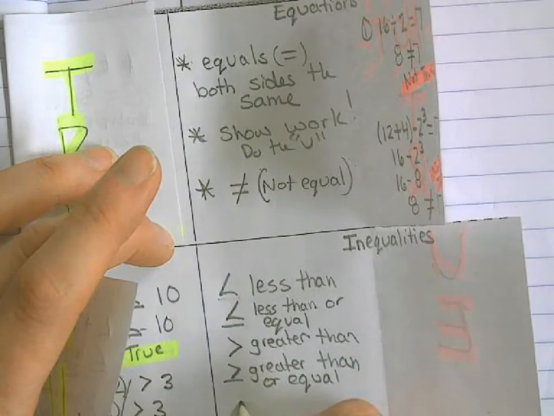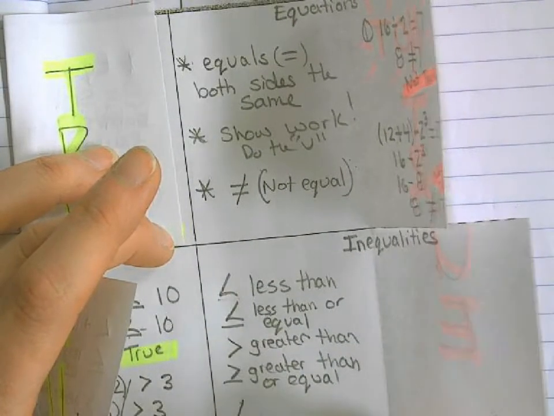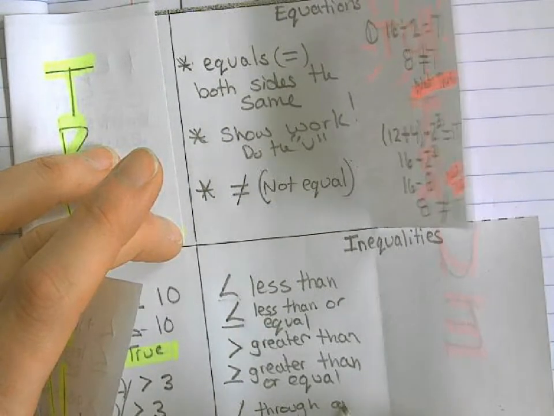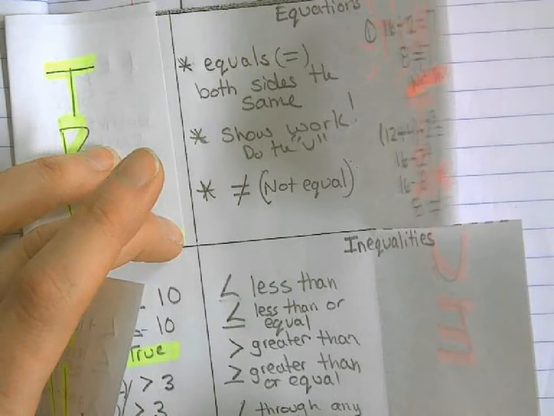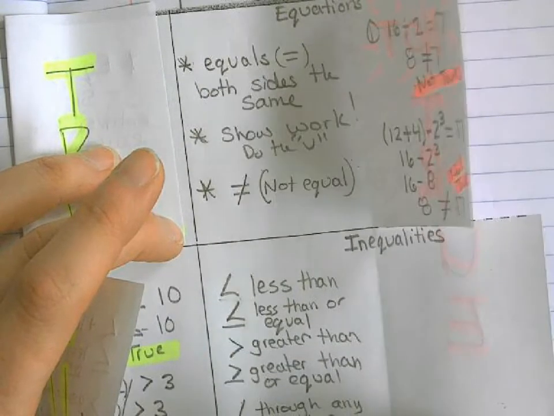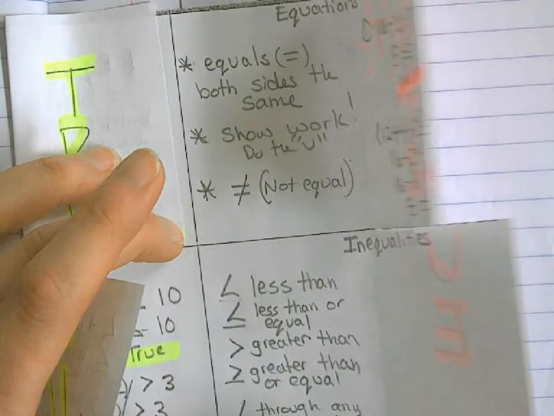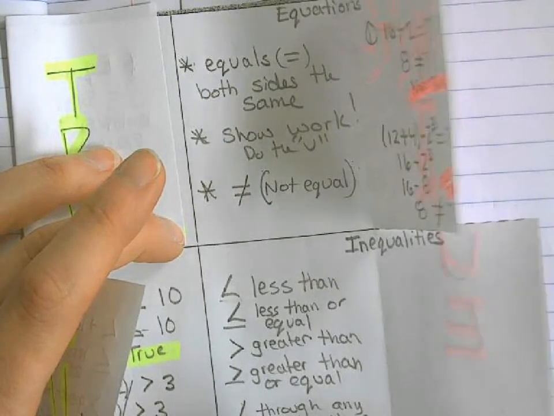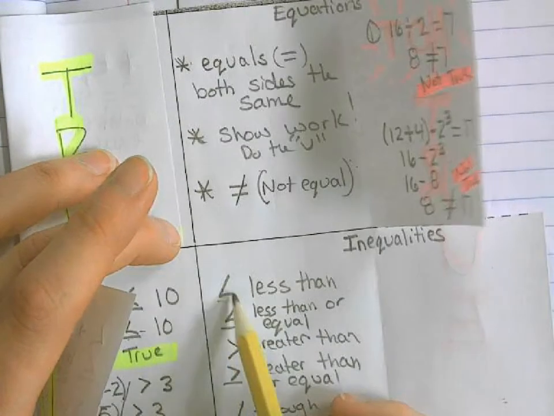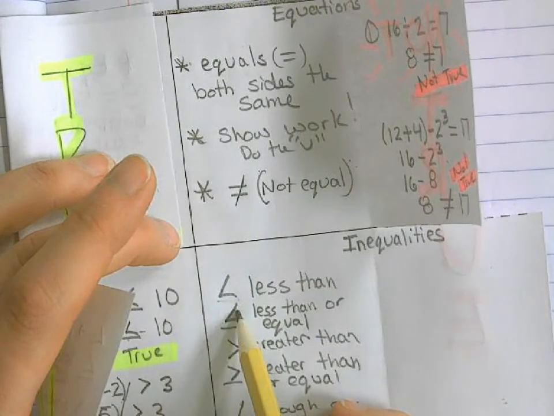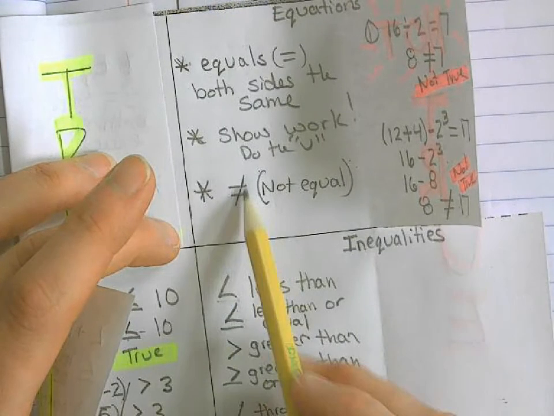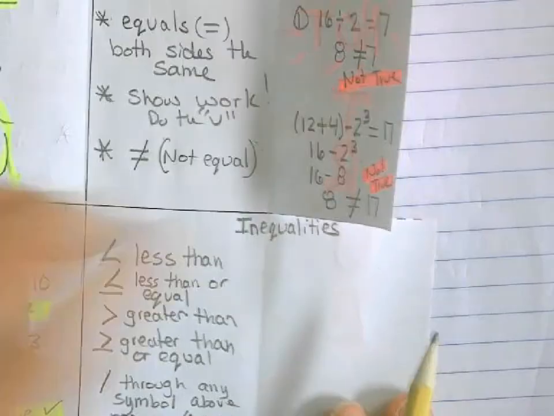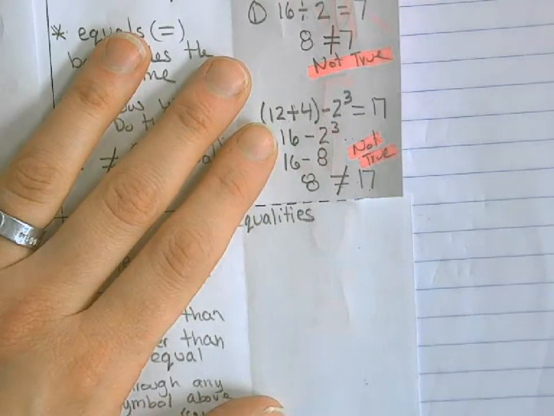Okay? And then I would also like to say a diagonal line through any symbol above means not. So if I put a line through less than, it means not less than. Just like a slash through the equal sign means not equal. The same is true for these inequalities. Let's take a look at what that would look like in an example.